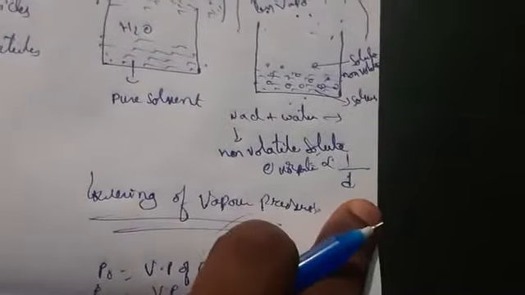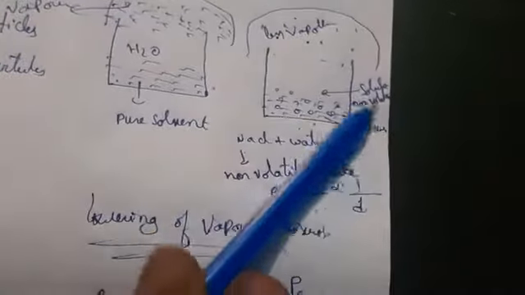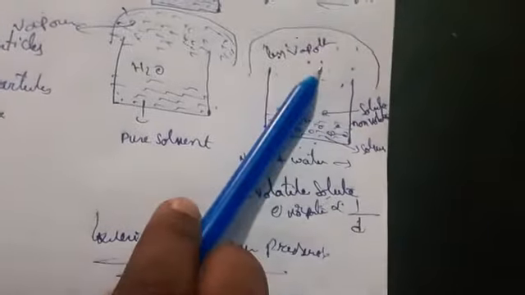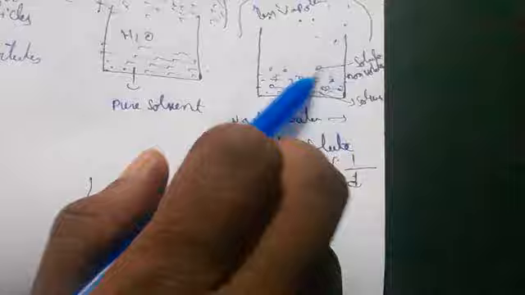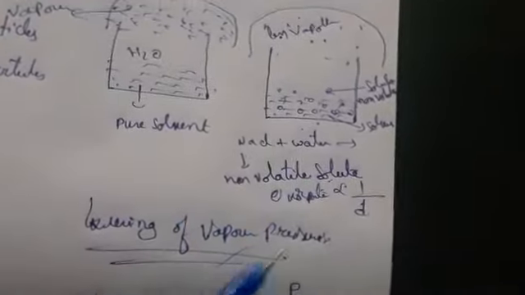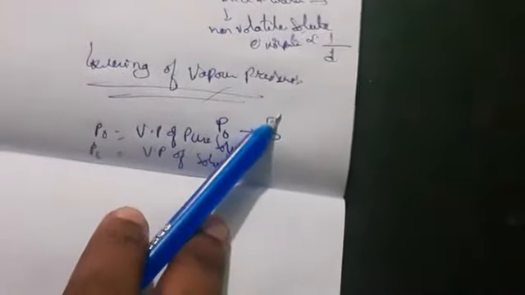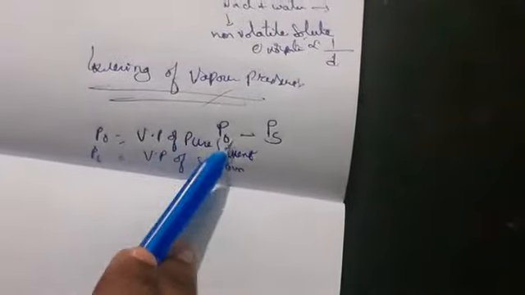So why is the vapor pressure lowering? When a non-volatile solute is added to a solvent, it attracts the solvent molecules. It will give very few vapors, and because of that reason the vapor pressure decreases. Why? Because the density is increasing here, so evaporation is decreasing. The difference between the vapor pressure of the pure solvent and the vapor pressure of the solution, we call lowering of vapor pressure.